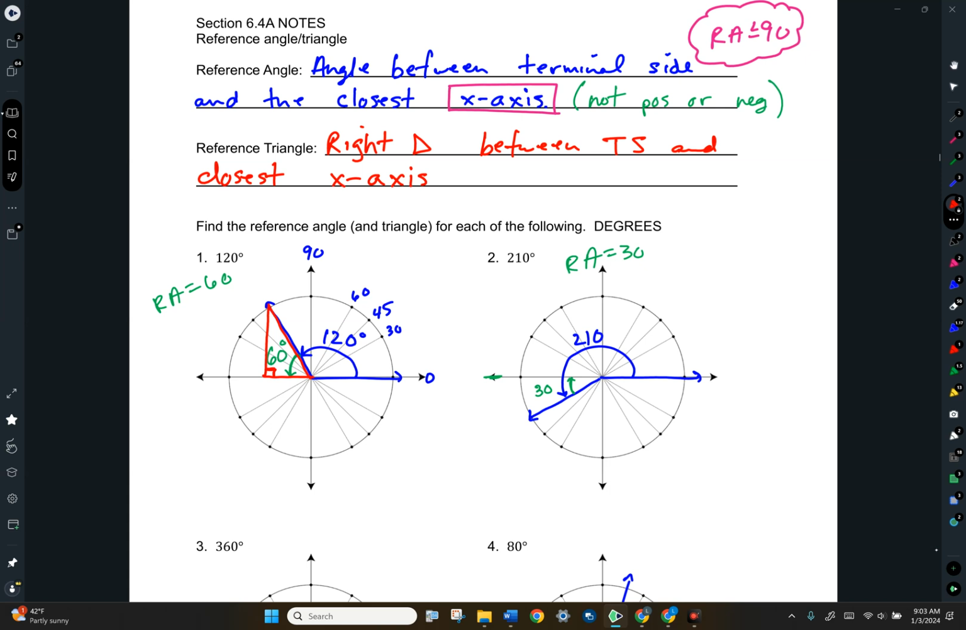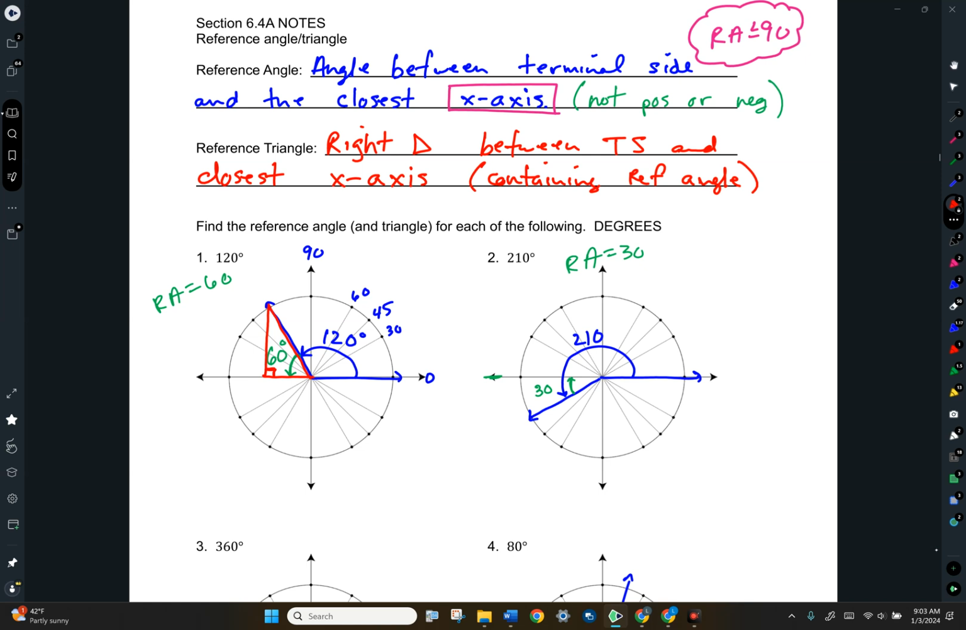So the reference angle is always going to be inside the reference triangle. And maybe we should make a note. Let's put here, containing the reference angle. Okay, so that's just a definition. So that triangle that forms around your reference angle is called the reference triangle, and it's always going to be a right triangle because you're always dropping a perpendicular line to the x-axis.